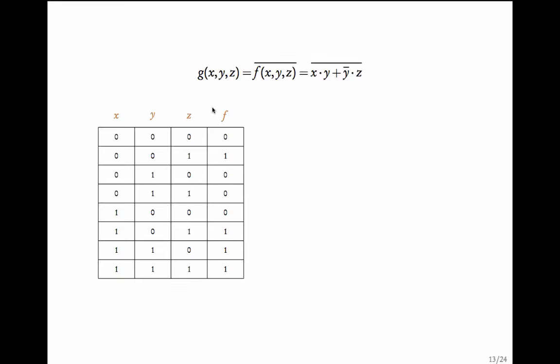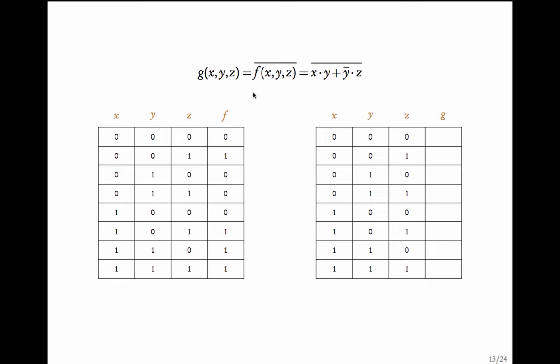So consider this Boolean function, which is the f of xyz that we saw, the complement of it. So that is x dot y plus y bar z whole bar. Now this is the truth table for f. How do we get the truth table for g? You look at the corresponding entry in f and just take the complement. If it is 0, put it to be 1. If it is 1 here, put it to be 0.